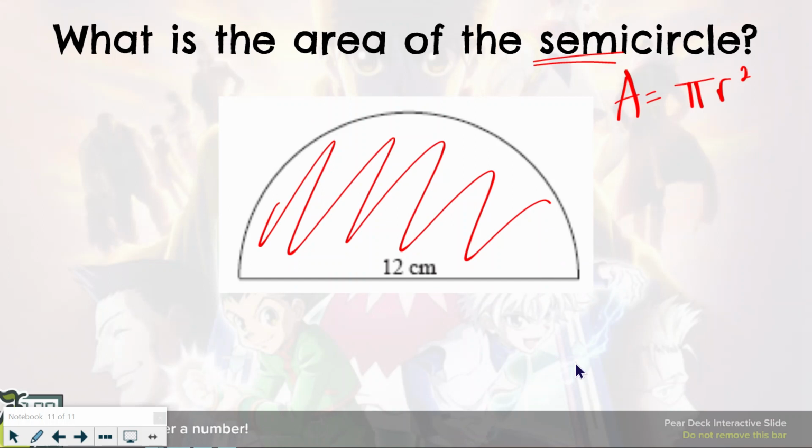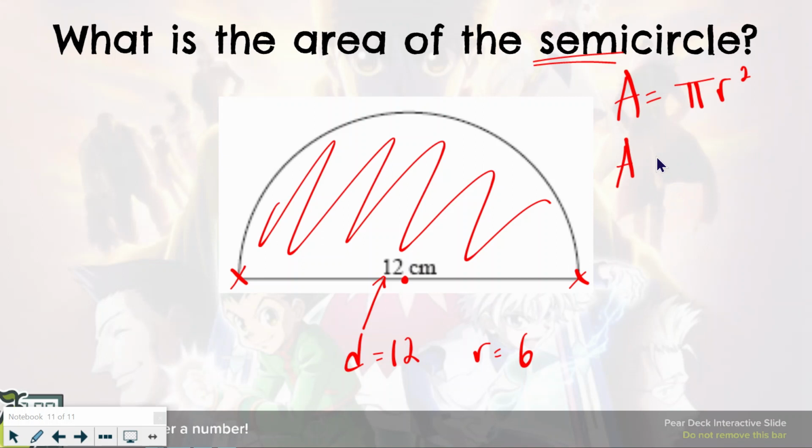So I have to think about how to find the area of that full circle. That requires the radius. Here I'm given the entire distance across. That's going from one end to the other through the middle of that circle. That's the diameter. So the radius is half of that. I'm going to cut that in half and get a radius of 6. That's what I'm going to plug in here.